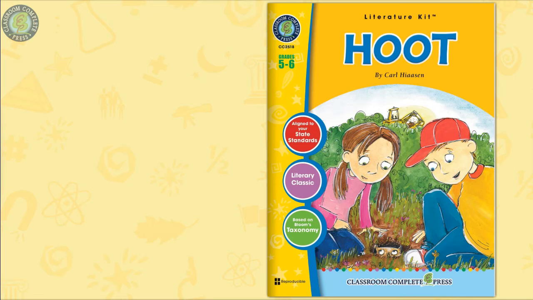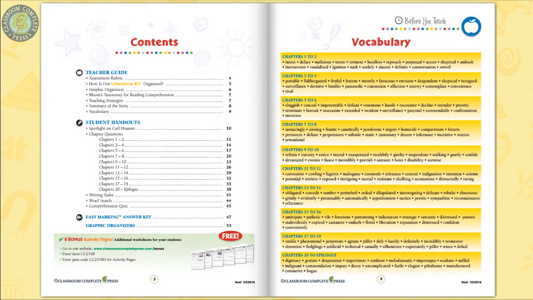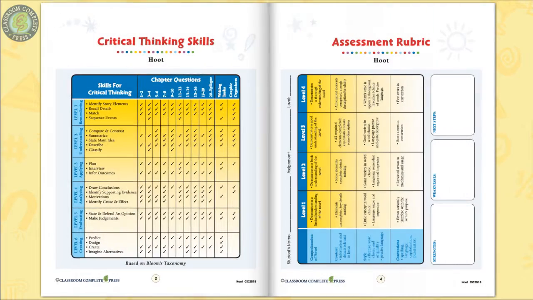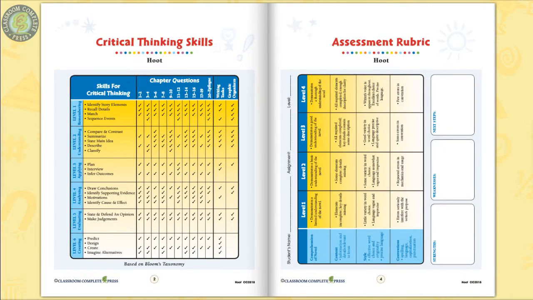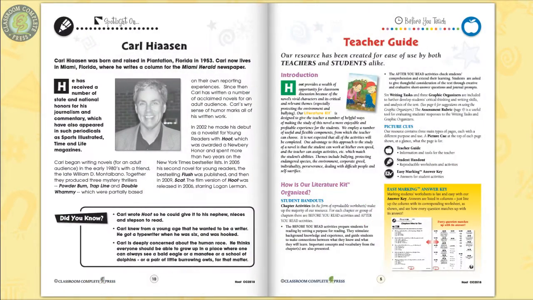This literature kit on Hoot by Carl Hiaasen holds students accountable for thinking before they read with vocabulary and prior knowledge questions. 55 pages chock full of before-you-read worksheets for each chapter section, along with vocabulary prompts to prepare your students for the reading, with rubrics, teacher guide, and author biography.